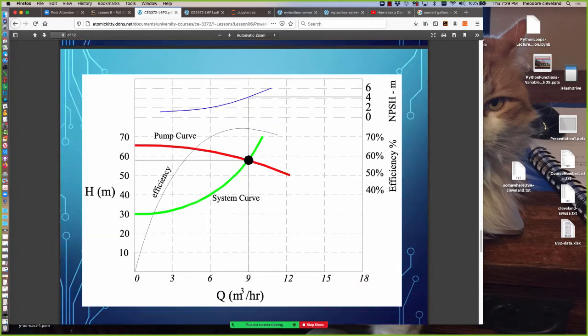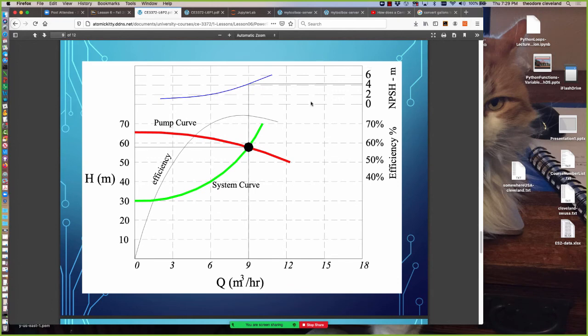Here's another representation of the same thing. In this case, the net positive suction head is up to the top. The pump curve, plotted in red, is superimposed on the system curve, plotted in green. And in this case, the intersection occurs at 9 meters cubed per hour, 58 meters of head. The corresponding efficiency at that point is around 75% efficient, and the corresponding required net positive suction head is a little bit more than 4 meters.